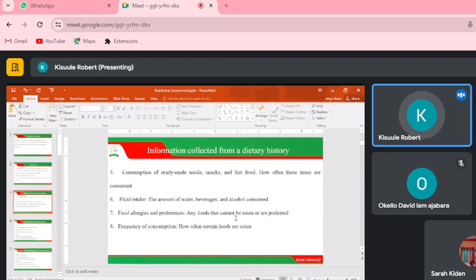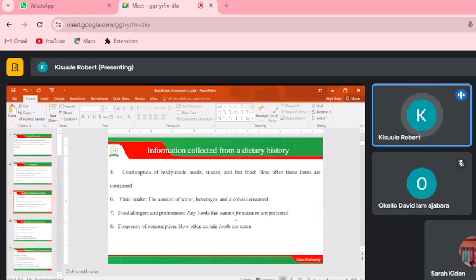Okay, so information collected from the dietary history, we are looking at consumption of ready-made meals, snacks, and fast foods, like I had said, and how often these items are consumed. Then the fluid intake. I will share with you a template for assessing household dietary diversity or a 24-hour record, so that you get a feel. These are the most common methods of assessment, because if someone is doing their research, mostly undergraduate or diploma, in most cases there is no money. You're not having a grant at your disposal to squander money on laboratory tests.